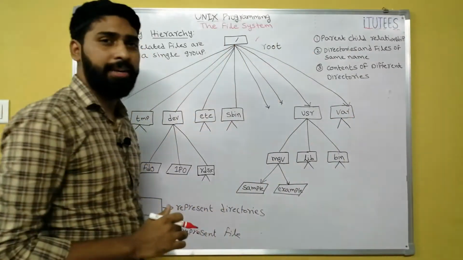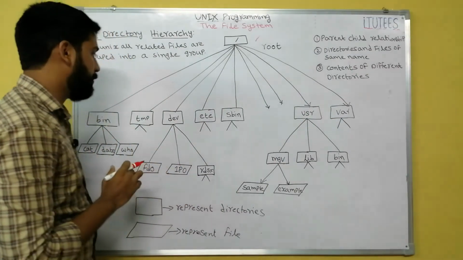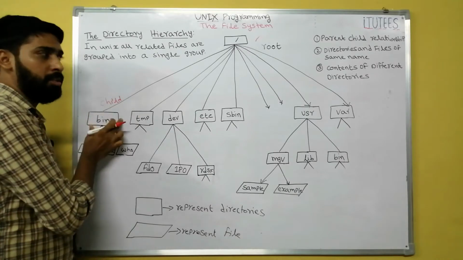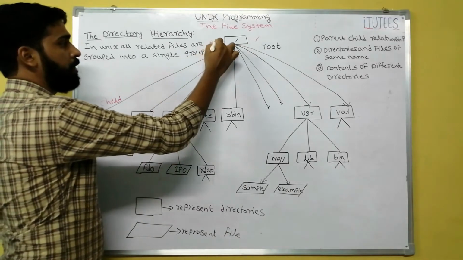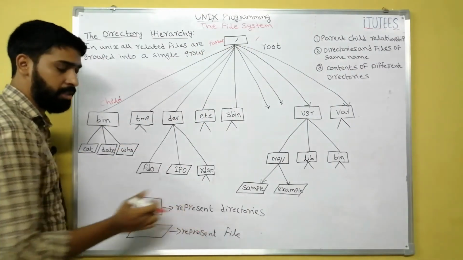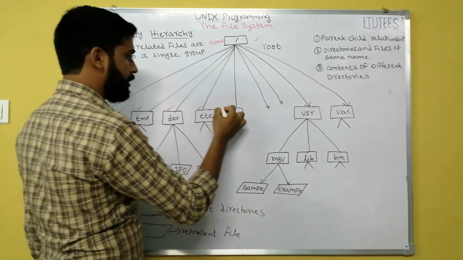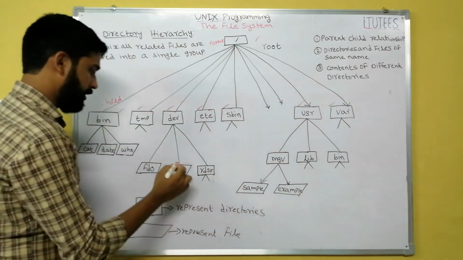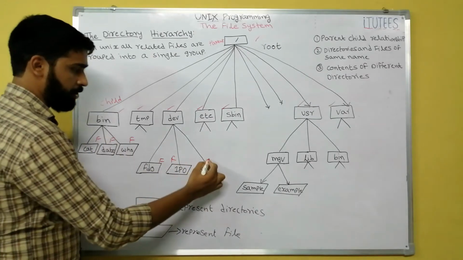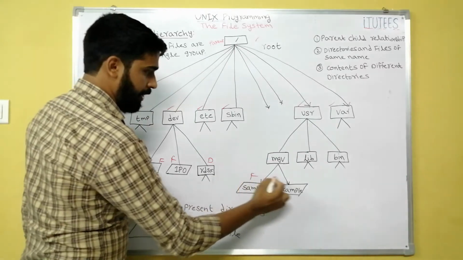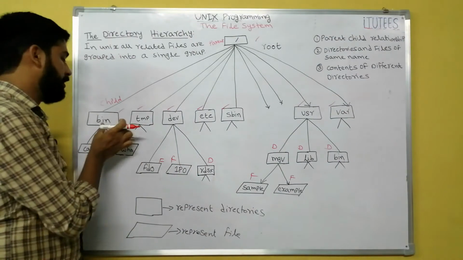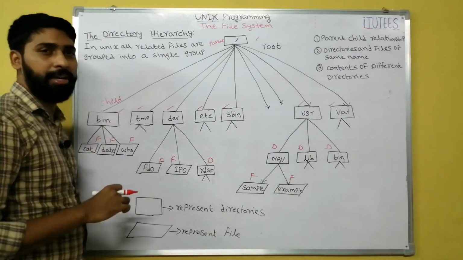Now the parent child relationship. The bin is the child. For this bin, what is the parent? Root is the parent. These symbols represent the files and these symbols represent the directories. All these are the directories and these are the files. So this is also a directory. This is a file, and this is a directory. So this is the child parent relationship.